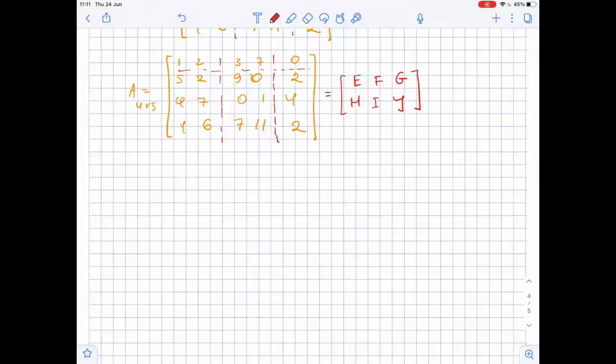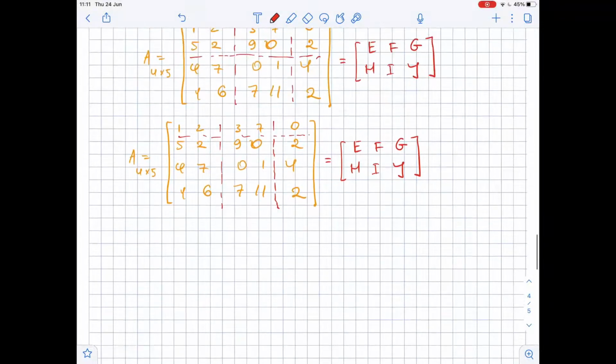So this shows that a matrix can be partitioned in many ways, and the new blocks can be of different size and different order. So the entries of such a partitioned matrix are called submatrices or blocks.